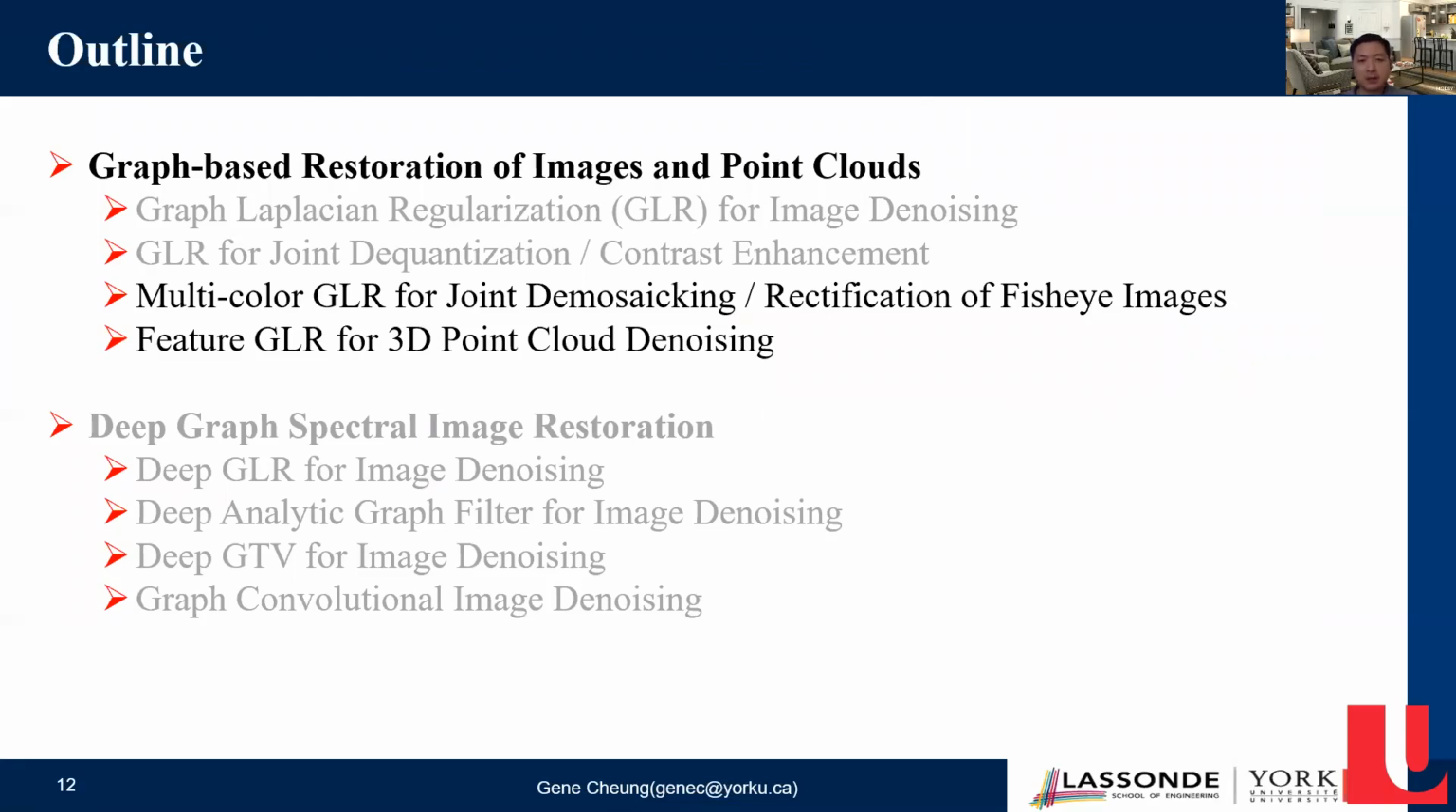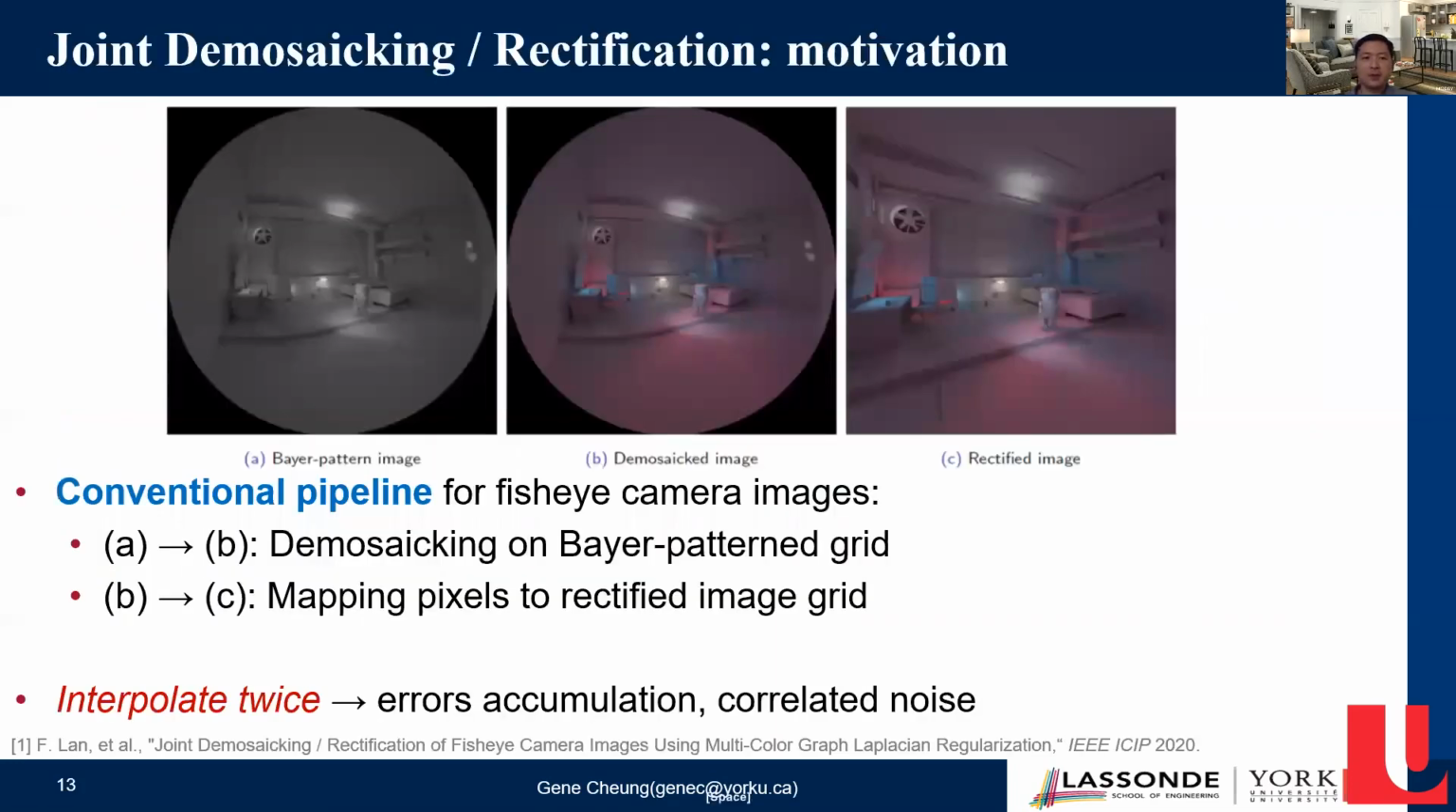Modern imaging has actually evolved beyond just regular 2D imaging. So let's look at some examples. Because we're doing a graph-based approach, these modern imaging modalities, where you involve non-grid pixels, can actually be a very good fit. In the first case, we're going to look at joint demosaicing and rectification of fisheye images. This is an interesting problem, brought to us by an industrial partner.